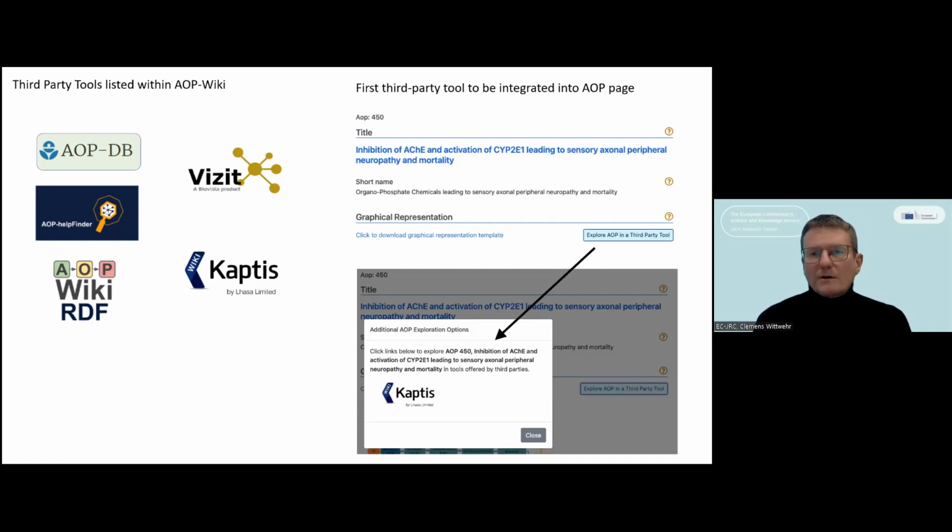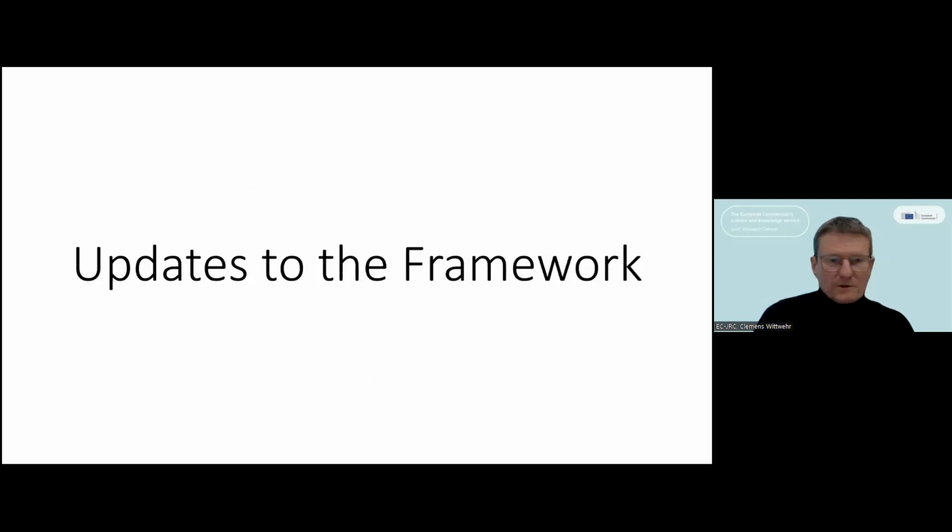So when you go on an AOP page and you look at the graphical representation of an AOP, you will recognize this little button, Explore AOP in a third-party tool. And what happens when you click on that, the third-party tool from LASA called Captis will open and will display your AOP in an alternative way. So this is a way in which we try to also pick up ideas from parties that are not in the inner circle of the AOP-Wiki team, but also be always open for third-party ideas. Thank you very much. Next one is Dan, who will talk about stressors.